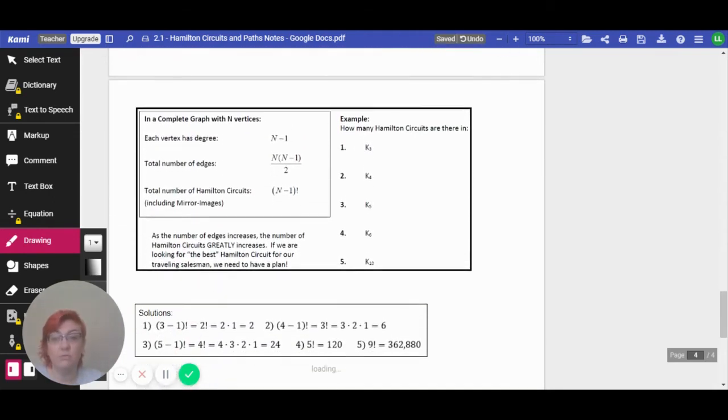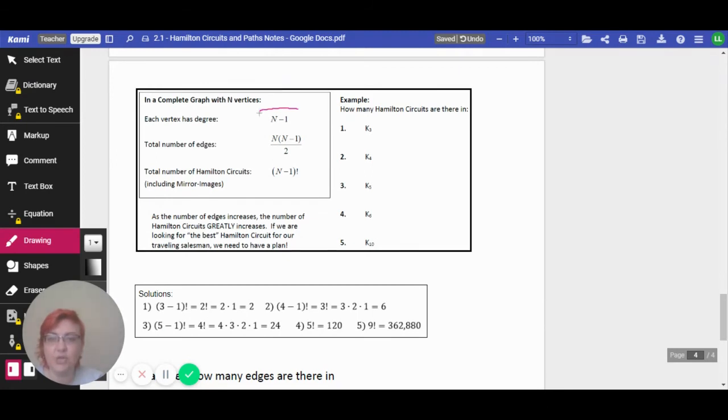Okay, so just like we said, each vertex has degree n-1. So the total number of edges then is going to be n times n-1 divided by 2. And the total number of Hamilton circuits, including mirror images, is going to be n-1 factorial. Remember that factorial is a multiplicative count down or count up, where if n is 5, and I wanted 5 minus 1 factorial, 5 minus 1 is 4, so I would do 4 times 3 times 2 times 1.